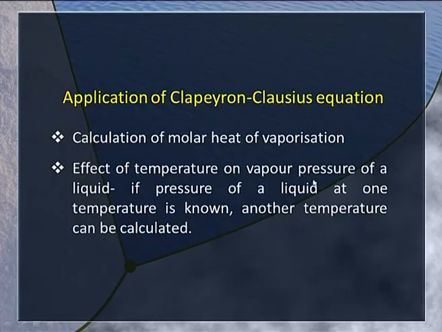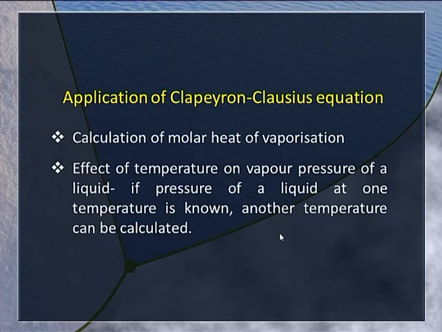If you look at the applications of the Clapeyron-Clausius equation, the first application which can be thought about is the calculation of molar heat of vaporization, and if the pressures are known, we are in a position to get the temperature, and vice versa. If the temperatures are known, the pressure can be calculated using the integrated form of the Clapeyron-Clausius equation.